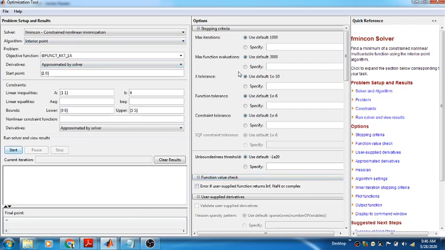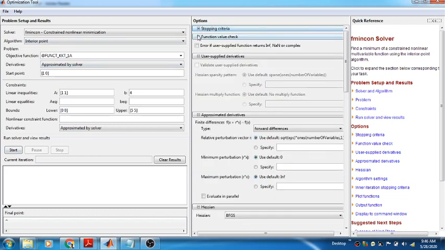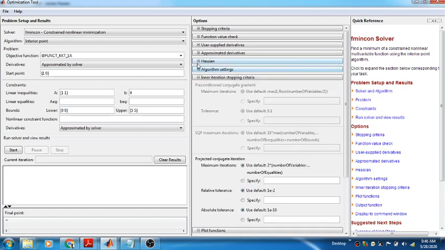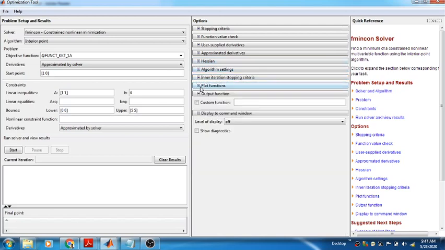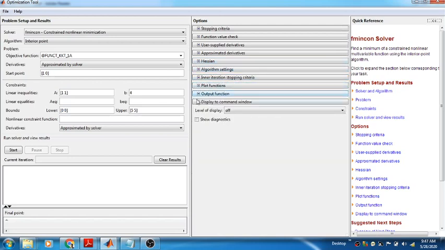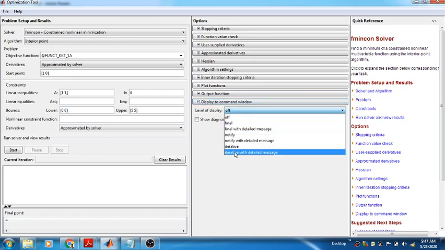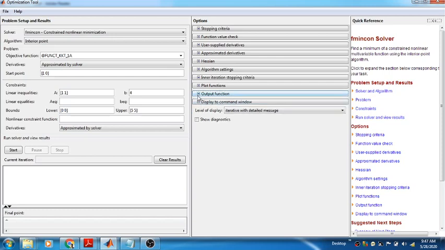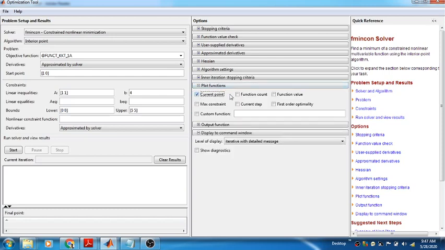Now we can start. All these things, like the Hessian, I already told about in the class: what is the significance of the Hessian, why it should be positive definite, and all these things. Now the display: I am saying display all iterations, right? Output function, I am sorry, plot the current and maximum value. Now I am running this code.